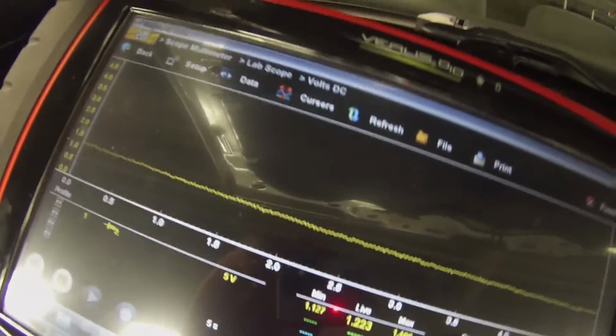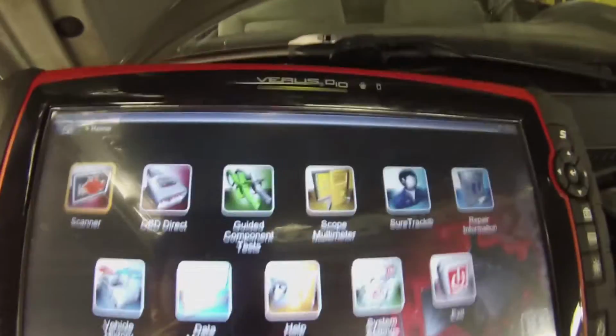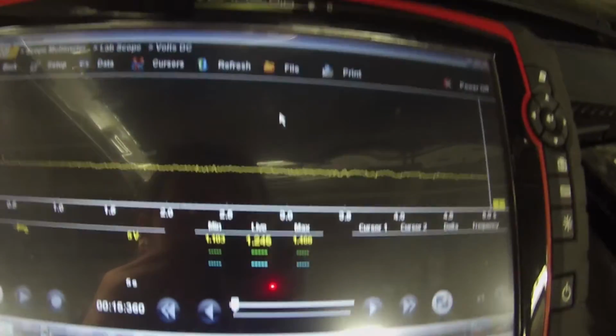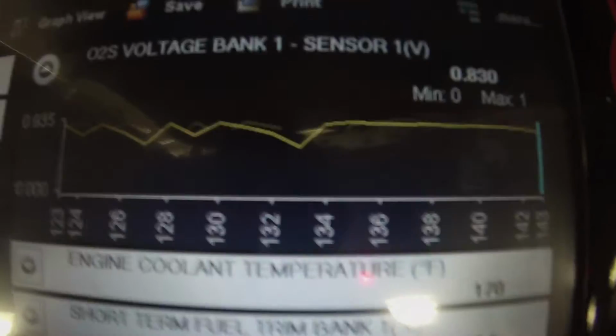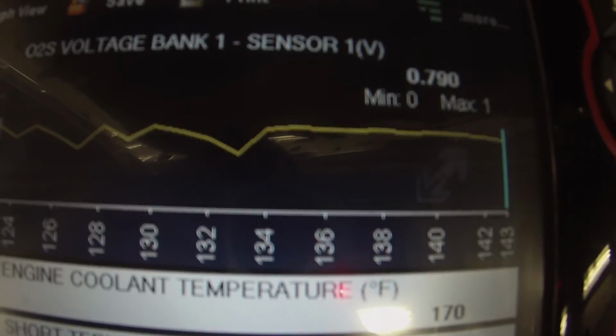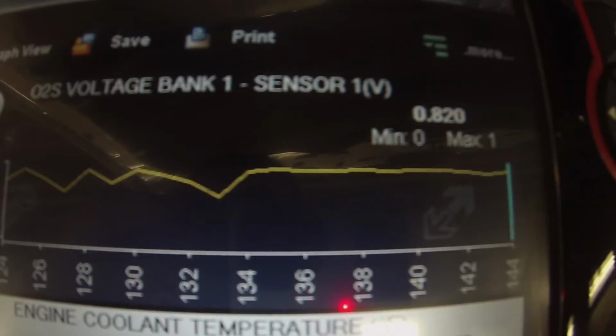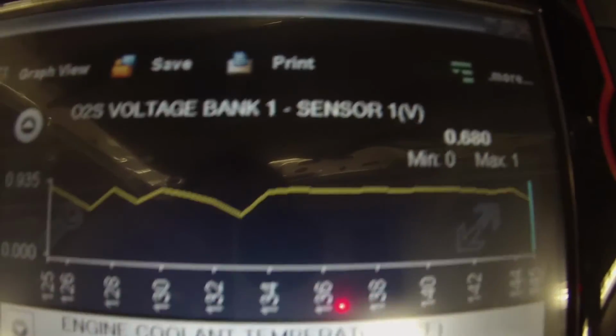1.2. And I don't think the computer is adjusting anything right now. And I really think that this is our problem. You can see our O2 fixed at 800 millivolts. There's our negative fuel trim.